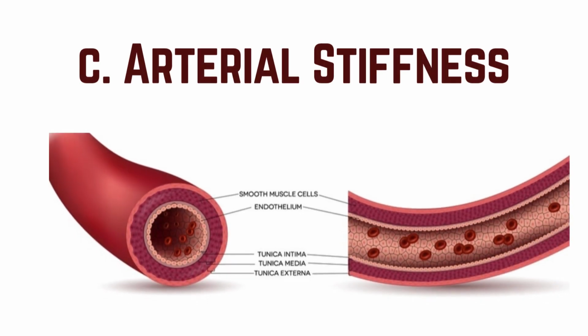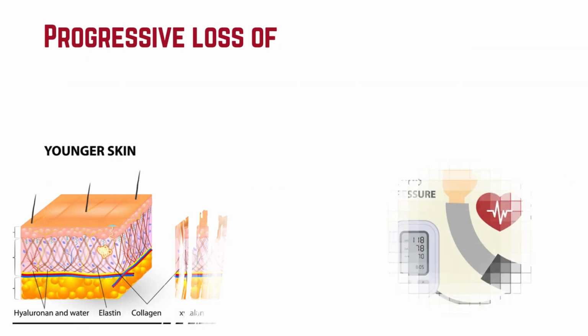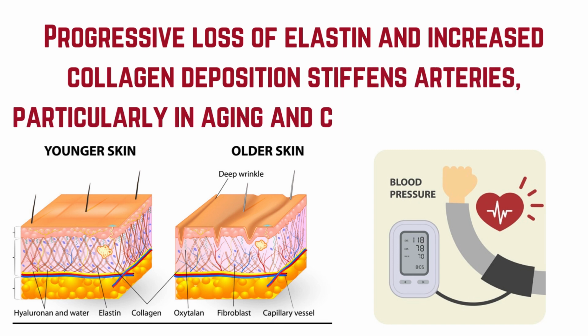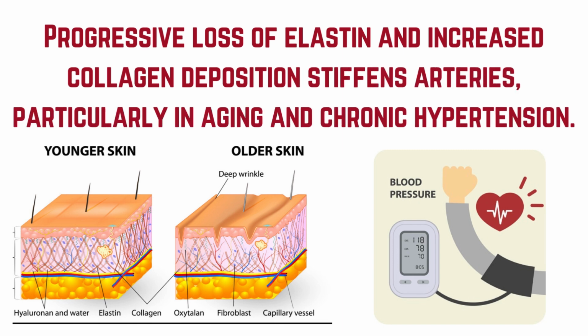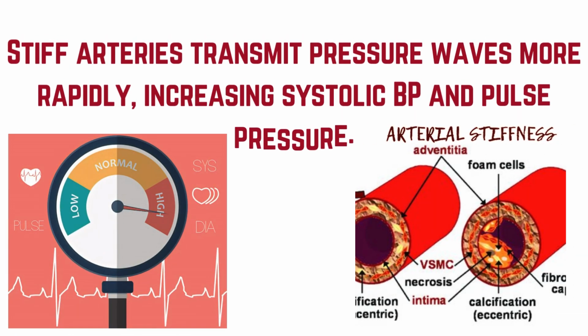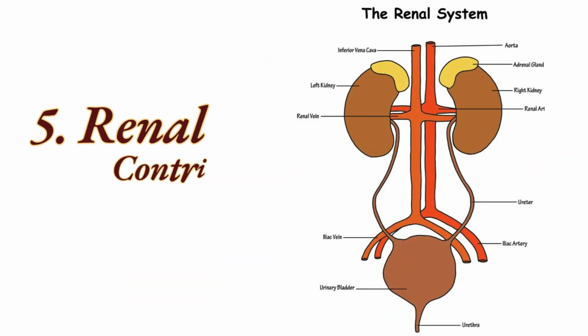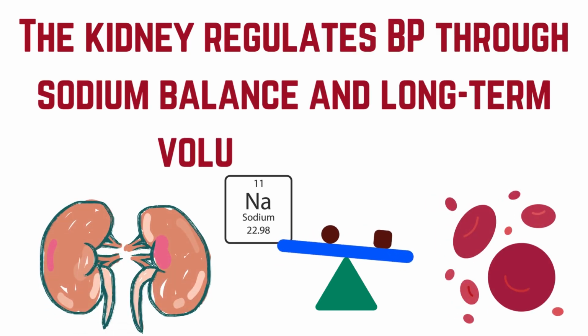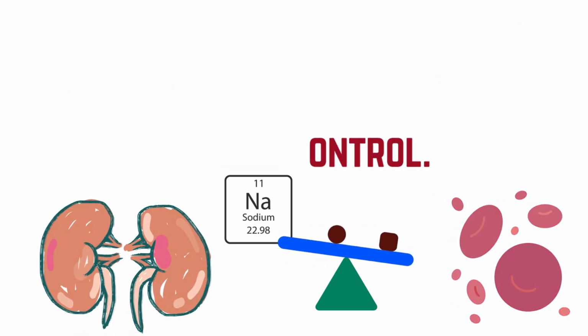C. Arterial stiffness. Progressive loss of elastin and increased collagen deposition stiffen arteries, particularly in aging and chronic hypertension. Stiff arteries transmit pressure waves more rapidly, increasing systolic BP and pulse pressure. 5. Renal contributions. The kidney regulates BP through sodium balance and long-term volume control.